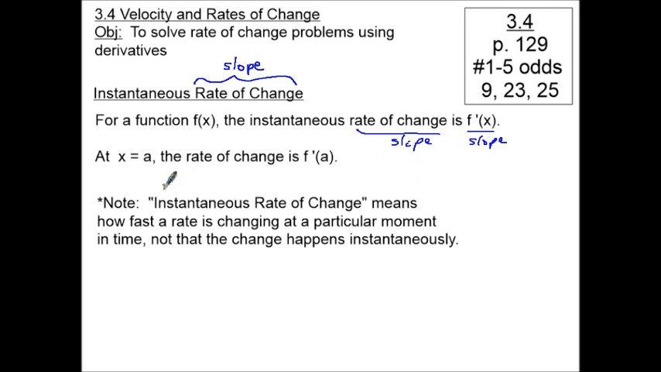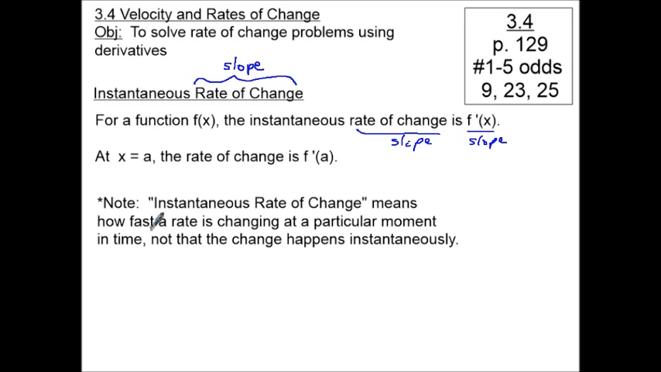Anyway, that being said, at x equals a, so if we just pick any number a that is a particular x value that we care about, the rate of change is just plug a into the derivative, because again the rate of change is the slope, and the slope is the derivative, yada yada yada.